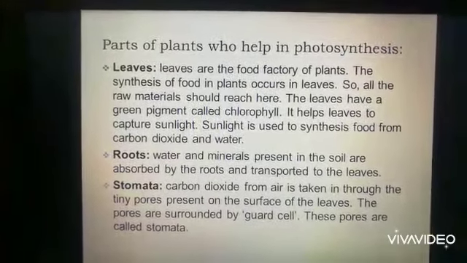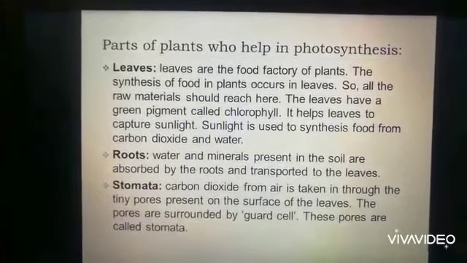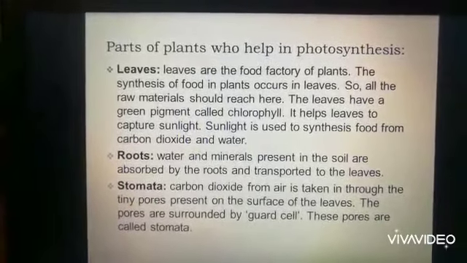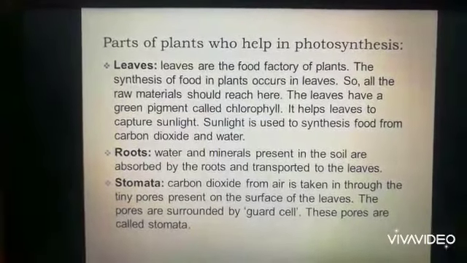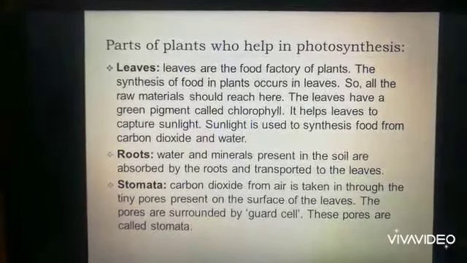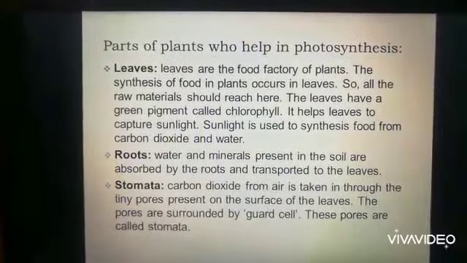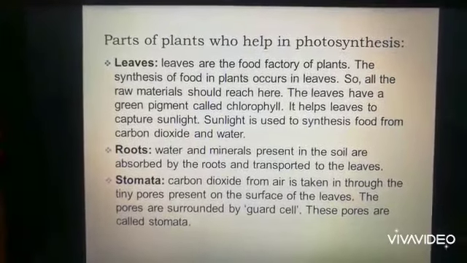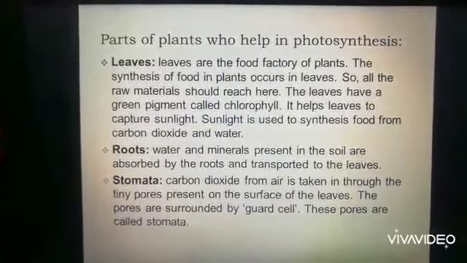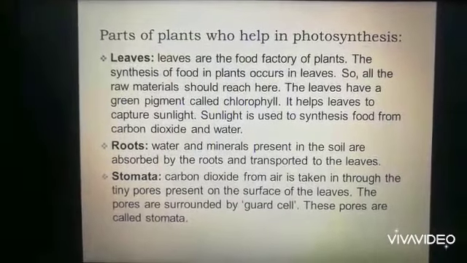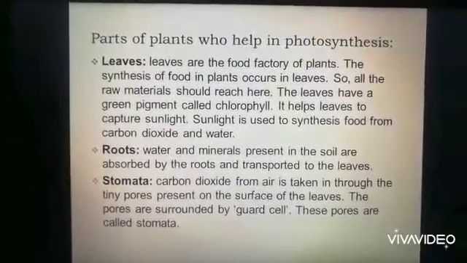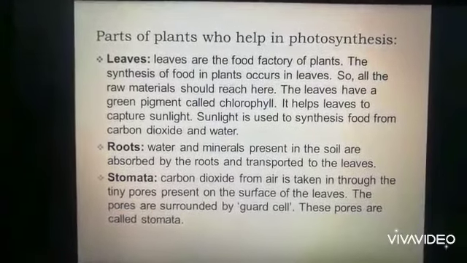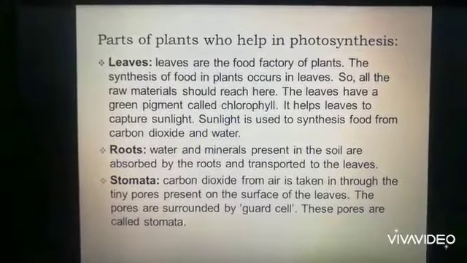Which parts of a plant help in the photosynthesis process? The very first part is the leaves. Leaves are the food factory of plants. The synthesis of food in plants occurs in the leaf, so all the raw materials, that is water, carbon dioxide and sunlight, should reach here. Then and only then can it perform photosynthesis.